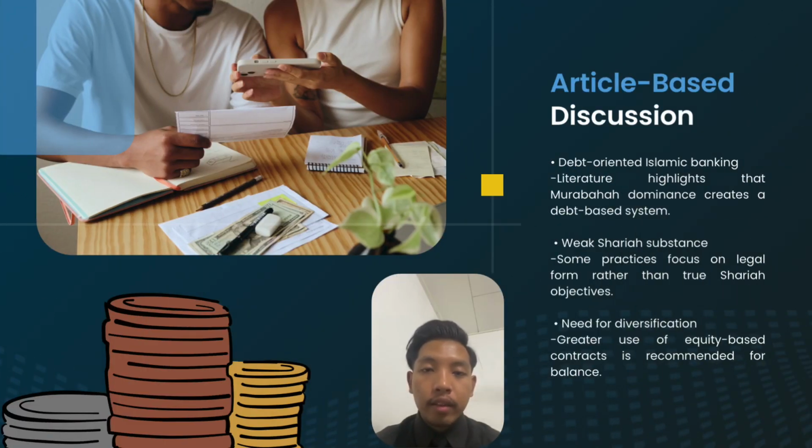Academic studies have highlighted that the dominance of Murabahah has led to a debt-oriented Islamic banking system that closely resembles conventional banking structures. Some scholars argue that Murabahah transactions often comply with Sharia in form, but not fully in spirit, especially when the focus is on efficiency and profitability. As a result, many articles recommend that Islamic banks should diversify their financing instruments and increase the use of equity-based and profit and loss sharing contracts to strengthen the identity of Islamic finance.